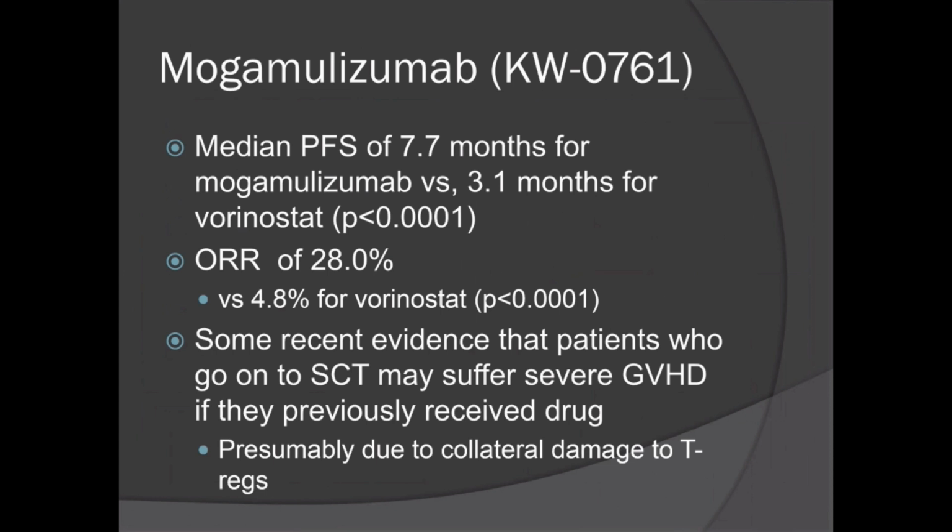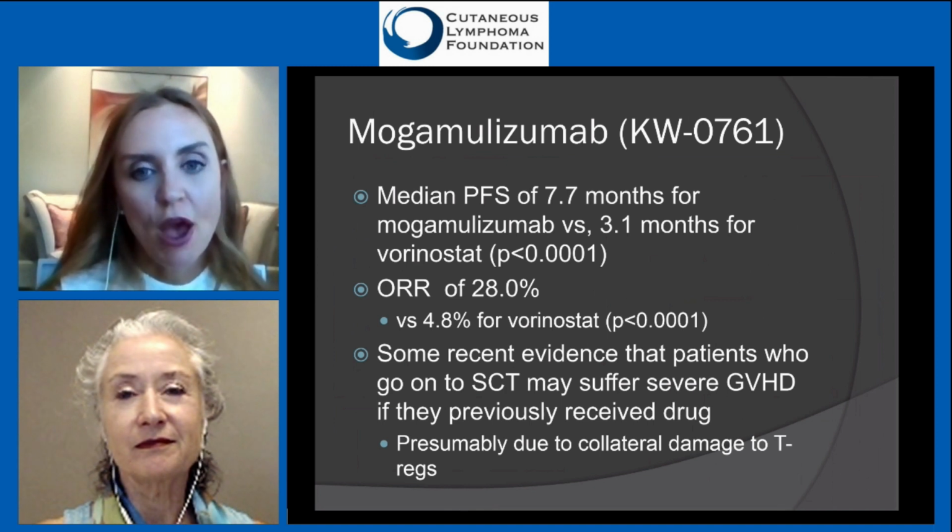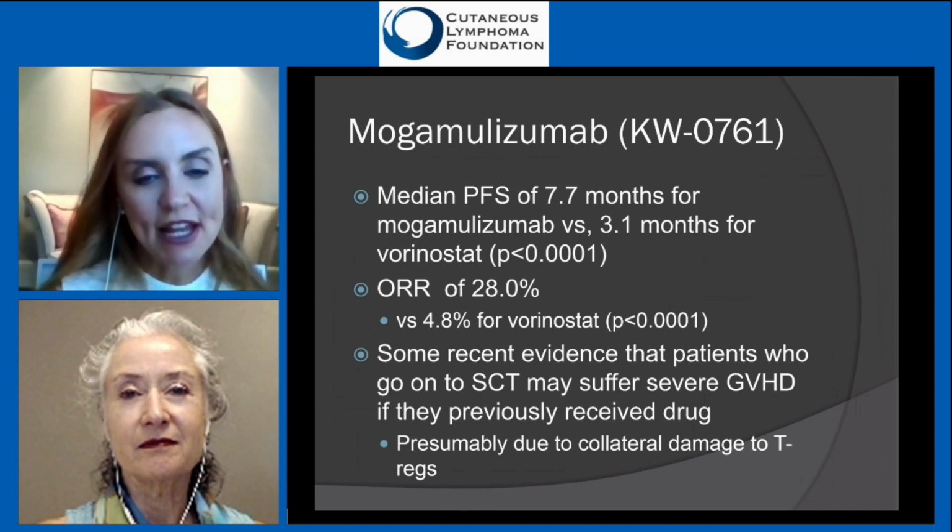And then it's important to know that there is one potential flag, and that is that there's been some recent evidence that patients who go on to get stem cell transplant may suffer really severe graft versus host disease if they were previously treated with this drug. And we think that that may be due to some collateral damage that the drug has on Tregs. Tregs are sort of the anti-autoimmune disease cells in our skin. And so that's something to keep in mind.